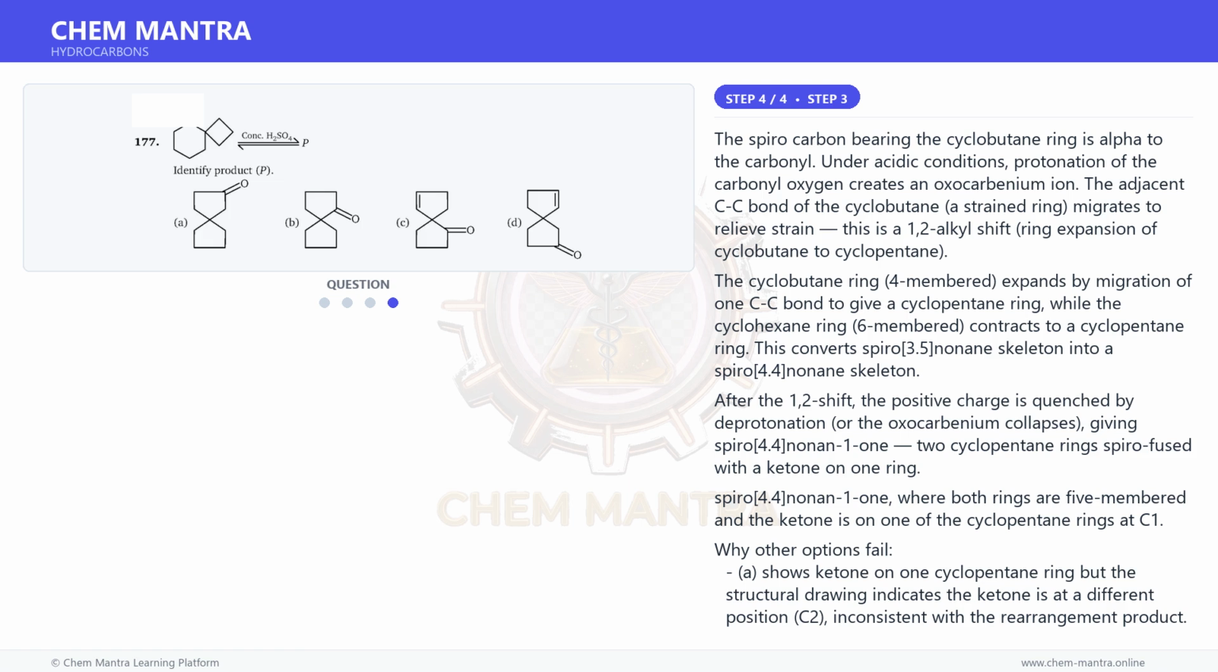Why do the other options fail? A shows the ketone on one cyclopentane ring, but the structural drawing indicates the ketone is at a different position, C2, inconsistent with the rearrangement product. C and D involve double bonds, which would require elimination rather than a simple 1,2 shift rearrangement. No elimination is expected here.